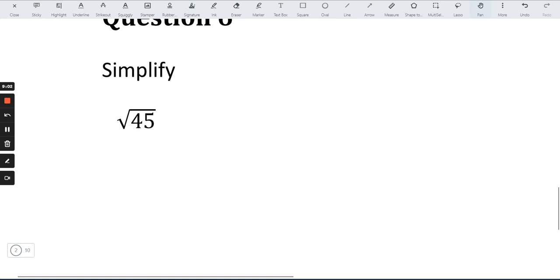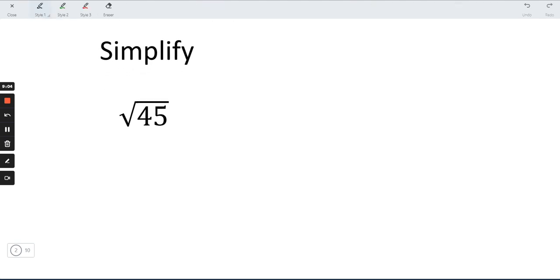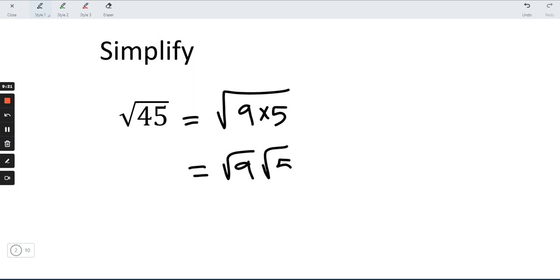Question 6, simplify square root of 45. You know that 45 is not a complete square, so that means we can use the factors here, and the factors of 45 is 9 times 5, and 9 is a complete square, so we can find square root of 9, square root 9 times square root 5, which is equal to 3 square root 5.